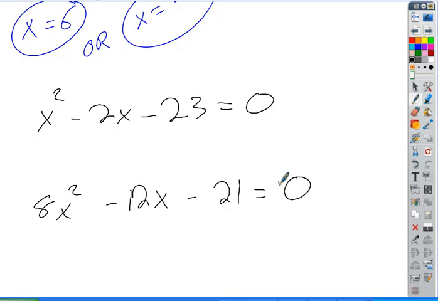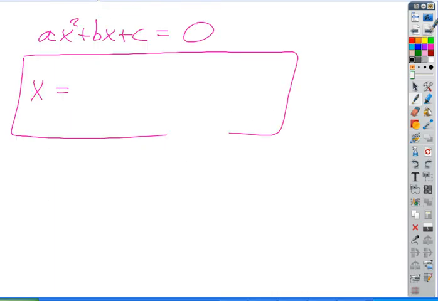If we're going to come up with a technique for solving this one without having to factor, that same technique ought to apply to this one. And it does. Here it is. Here's our silver bullet: the quadratic formula.